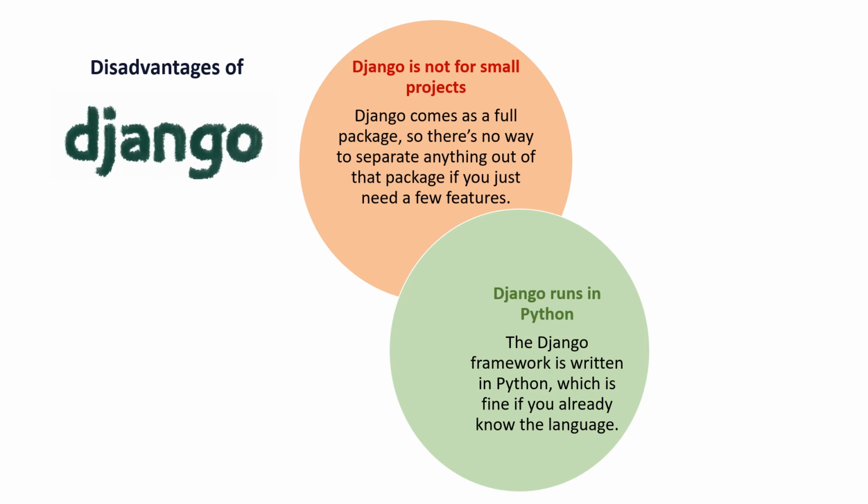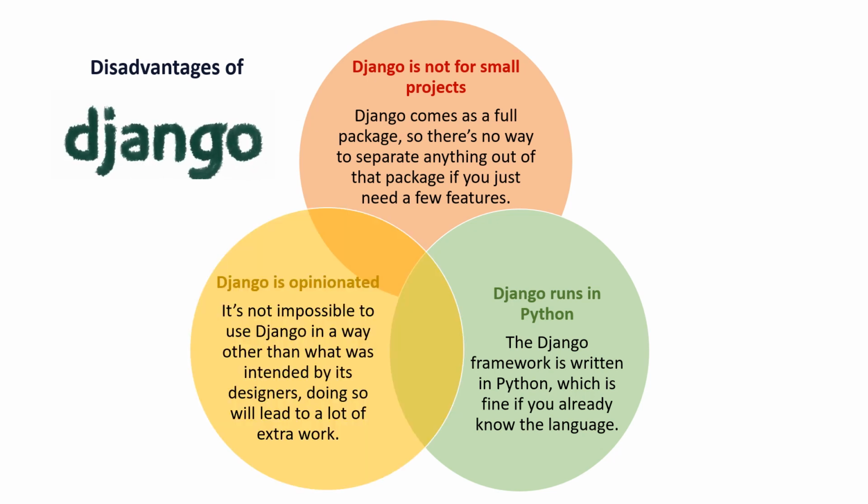Django runs in Python, that is, it is written in Python, which is fine if you already know the language. The problem is that many developers are well versed in Ruby, JavaScript, etc. So this is also one of the disadvantages.